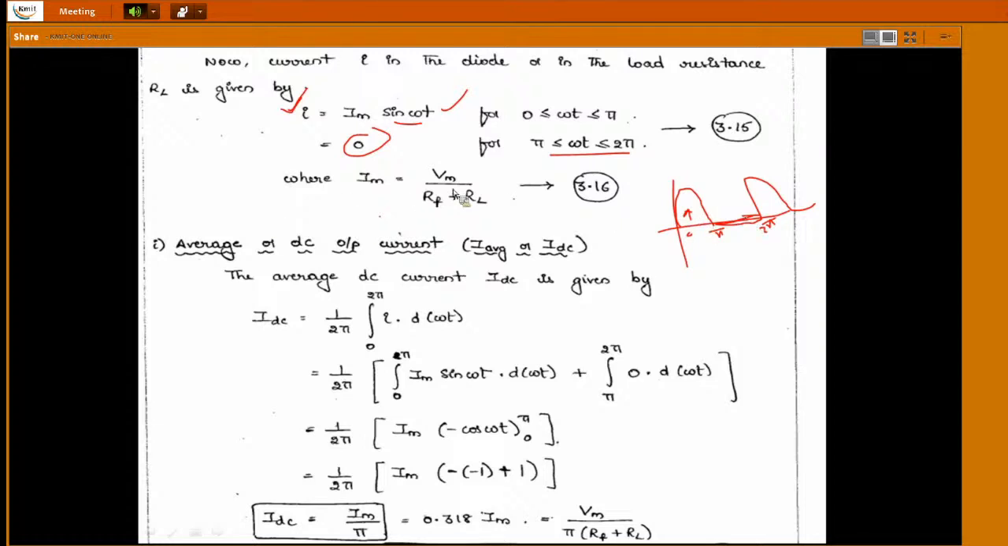Now what is your Im? Im is the maximum current. This is nothing but your Im. What is I equal to? Generally from Ohm's law, I is equal to V by R. Now V by R. What is your V?